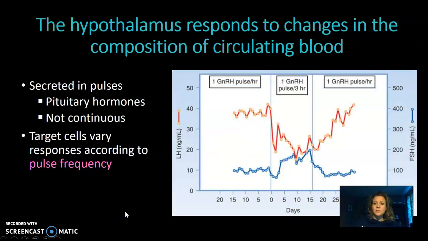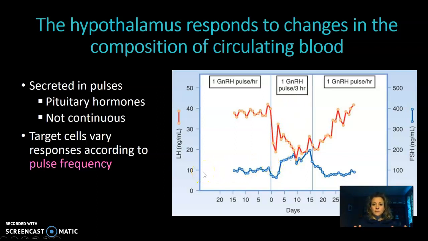Hormone A in this example is actually LH, which is called luteinizing hormone, and hormone B is FSH, or follicle stimulating hormone. And the releasing hormone from the hypothalamus is called GnRH, or gonadotropin releasing hormone. So when the hypothalamus releases GnRH at a pulse rate of 1 per hour, you're going to have higher concentrations of luteinizing hormone and lower concentrations of FSH. And when that frequency decreases, you're going to have lower amounts of LH and higher amounts of FSH.